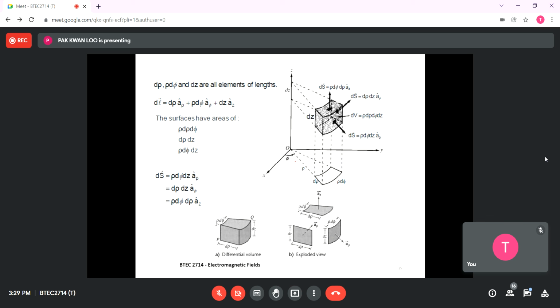So the differential length, the differential surface and volume, following my earlier explanation, it's the same. It's the same concept. So let me try to draw this again, for this small cube here.